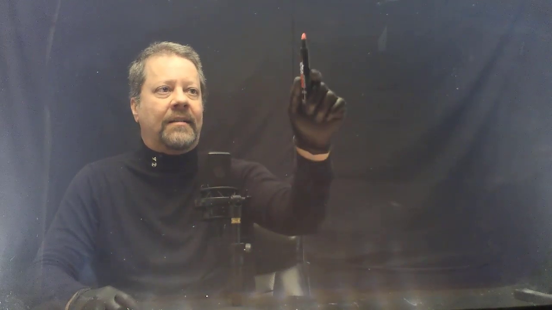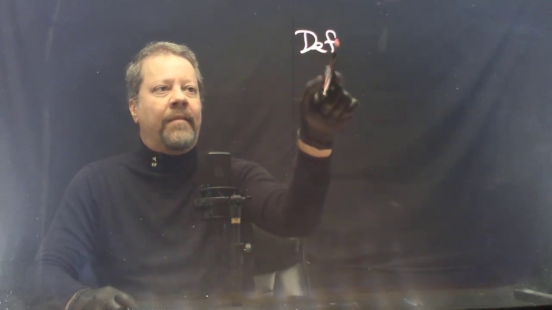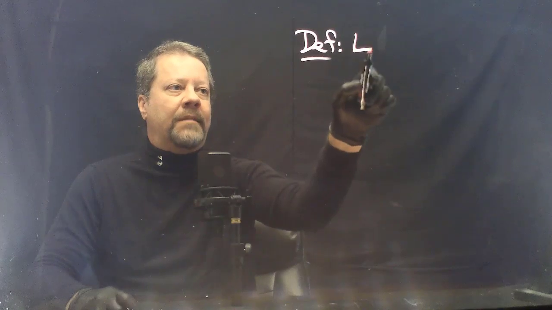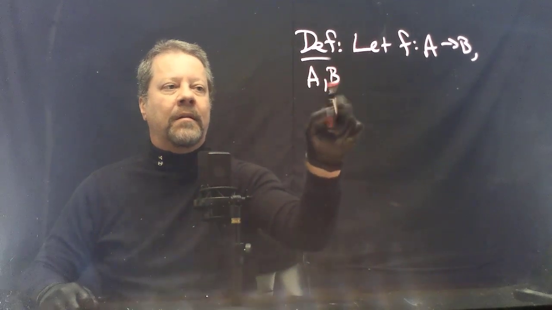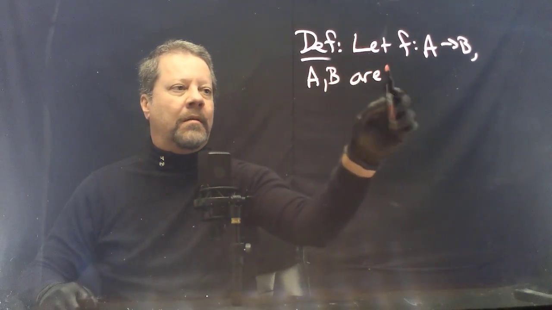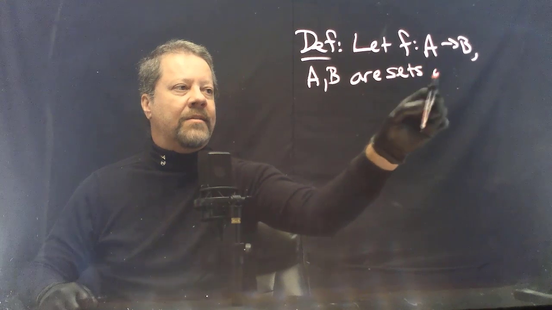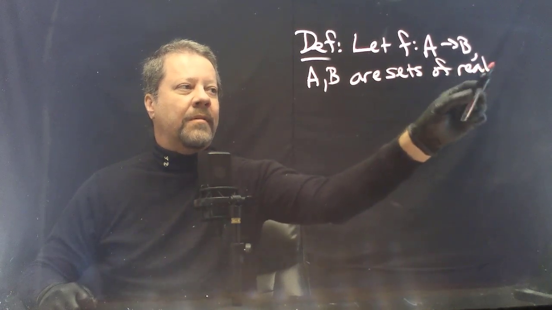In our next definition, we're going to suppose that the domain and codomain are subsets of real numbers. So let f map A into B. These are sets of real numbers.